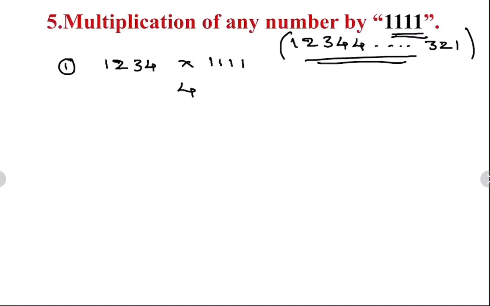Keep 4 here. 4 plus 3, 7. 4 plus 3 plus 2, 9. 9 plus 1, 10. Keep 1 here. 1 carry forward. 3 plus 2, 5. 5 plus 1, 6. 6 plus 1, 7. 2 plus 1, 3.